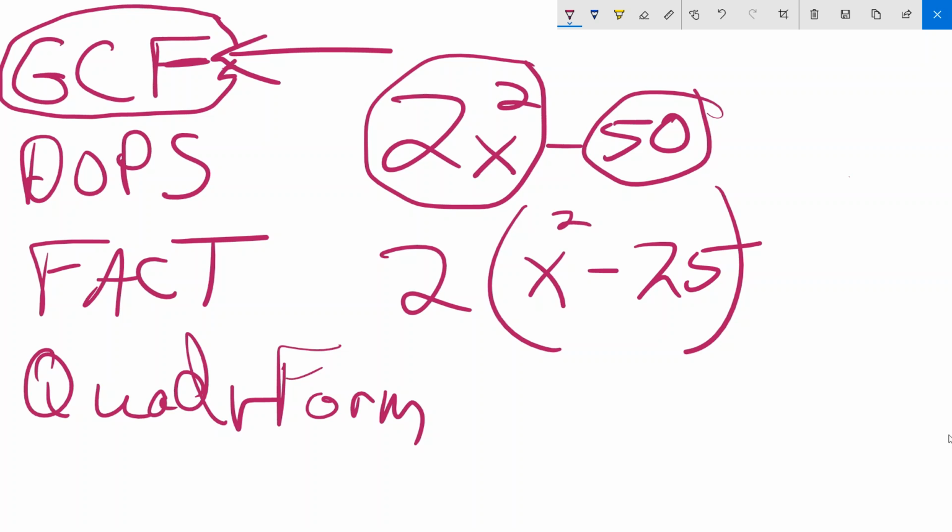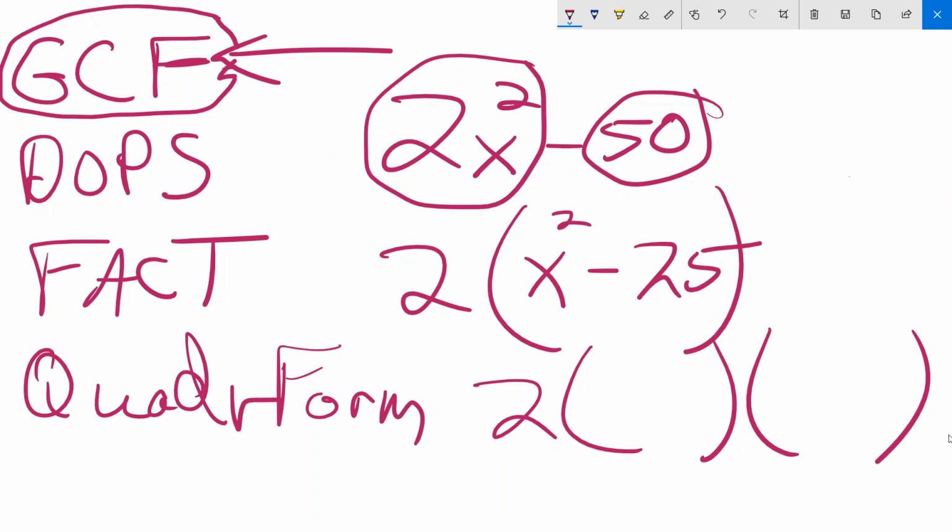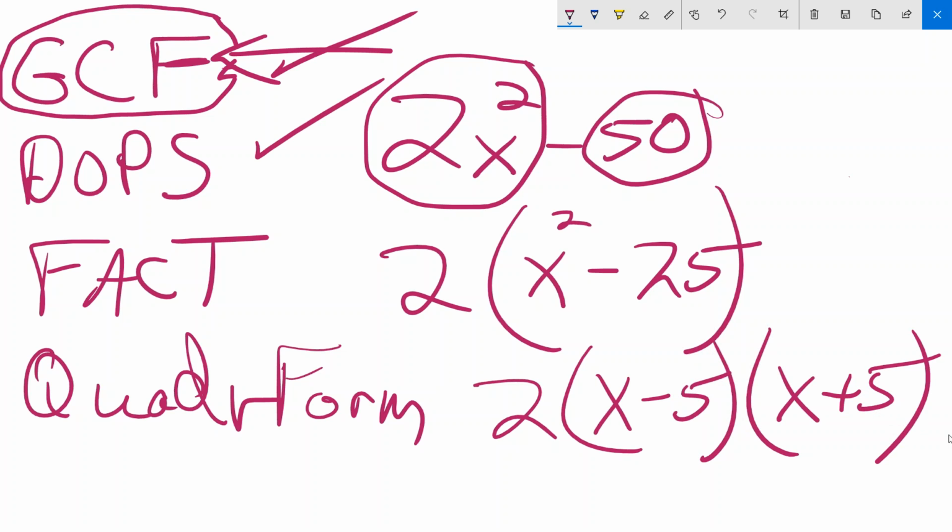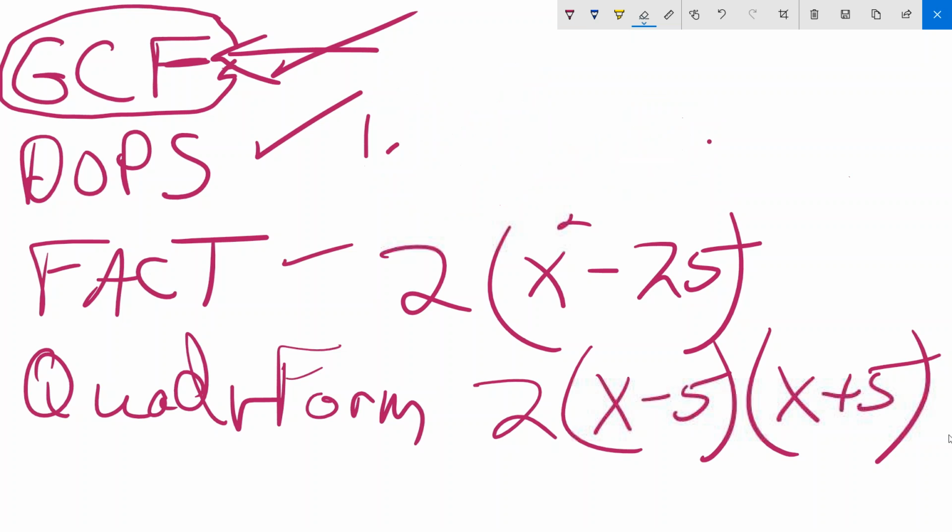Now you use dopes to factor that, x squared minus 25. X minus 5 times x plus 5. Okay. Now you went in that order and then that order. Notice that you'll always do those first two if you can. And then you go into factoring, which is kind of where we started, with factoring a quadratic. Let's talk about that for a moment.